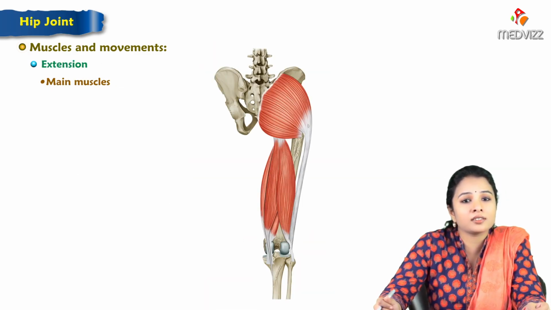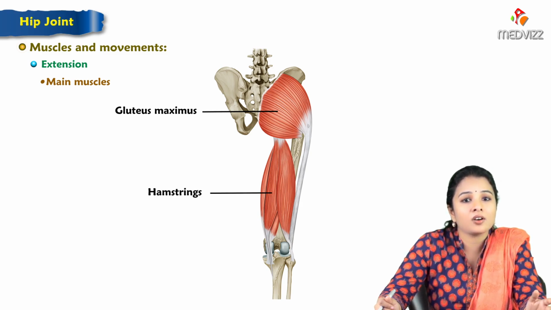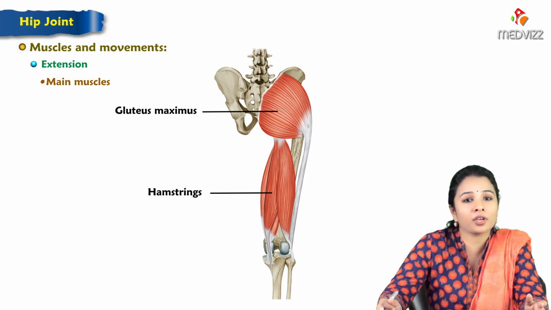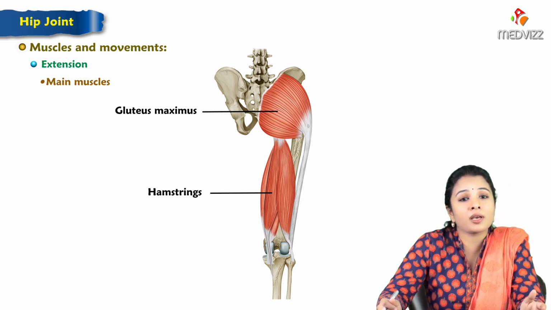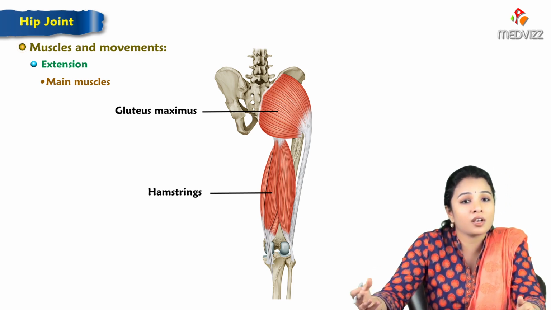Next, about the extension. The primary muscles are only 2 sets: gluteus maximus, which is a powerful extensor of the hip joint, and the hamstrings. All the 4 hamstring muscles, which are the posterior compartment thigh muscles, help in extension of the hip joint during walking. And gluteus maximus extends the hip during climbing and fast running.